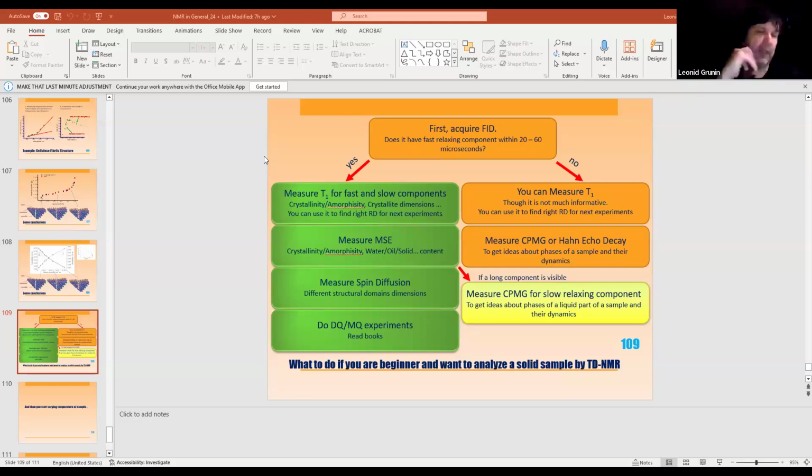I can tell you from our experience. We are dealing a lot with carbohydrates. For example, you can take starch, in air-dry condition, and you will see a fast decaying component and a slow decaying component. The slow decaying component can actually be converted into a couple of exponents.